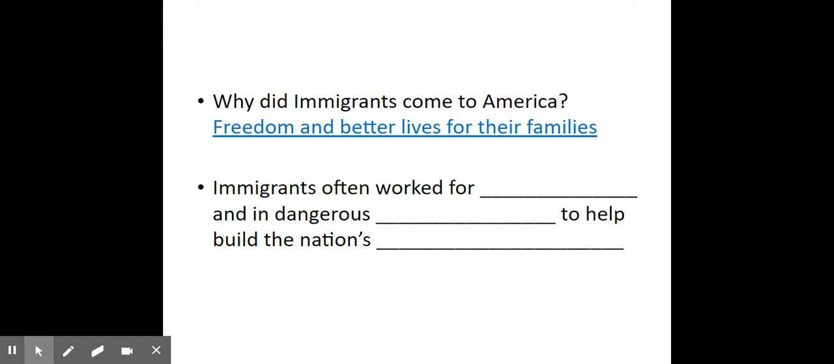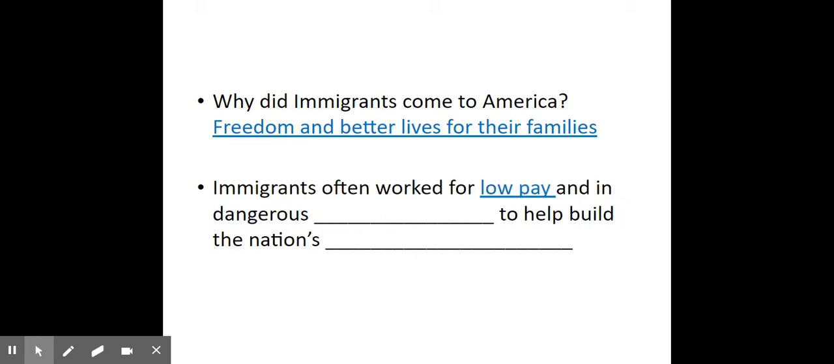Think of the settlers at Jamestown. They were looking for economic opportunity. Think of the settlers at Plymouth. They were looking for religious freedom. So over time, if you wonder why immigrants are coming here, it's because they want more freedom and better lives. And what's spectacular about that is they are willing to work for low pay and in dangerous conditions to get that.